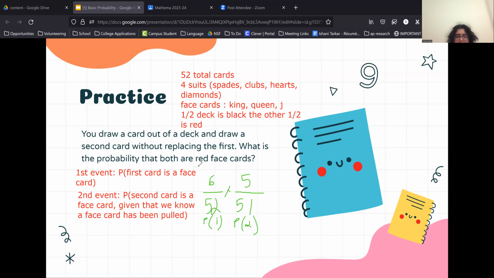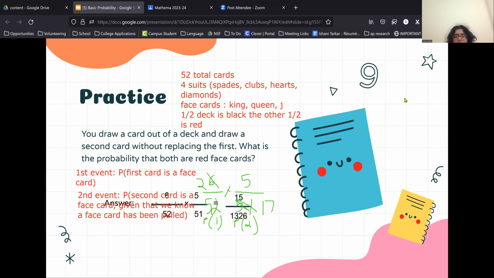The probability that they're both red face cards. We can simplify this out. We divide this by 3, and we are able to divide this also by 3, and we get 2 times 5 over 52 times 17 if we simplify it, and this is equal to 15 over 1,326 if we multiply it out.